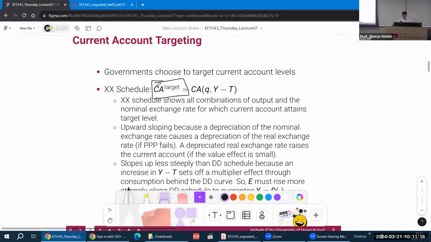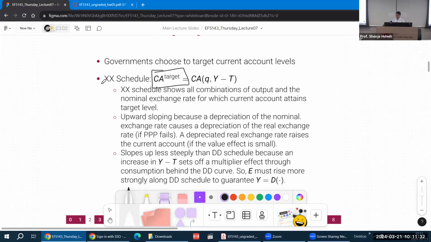CA target, okay? So with that in mind, we can actually plot this target on our AA and on our AA-DD model, right? So let me tell you a little bit about the schedule first before I plot it to show you where it fits in the graph, okay? So the AA schedule, no, sorry, the XX schedule is XX because we're talking about exports here, okay?